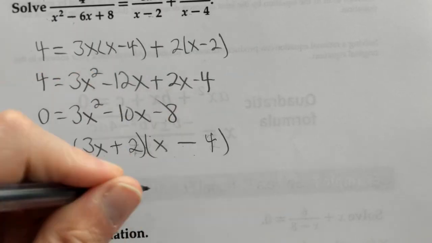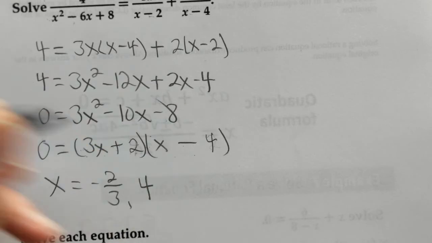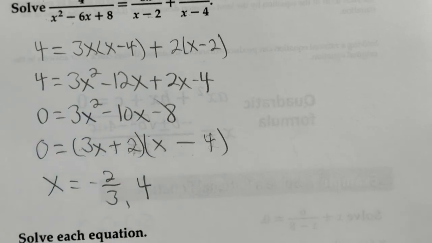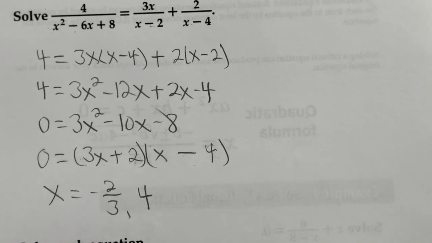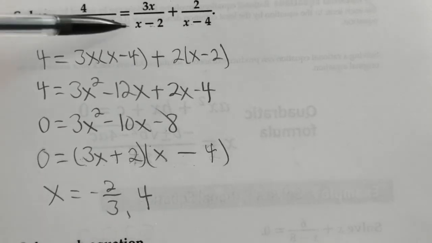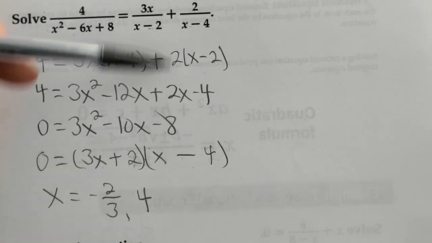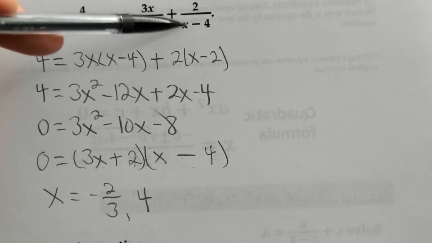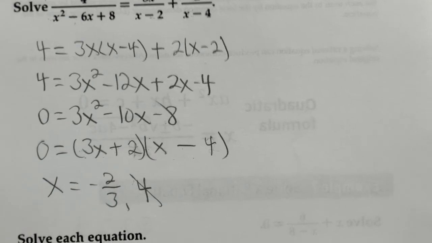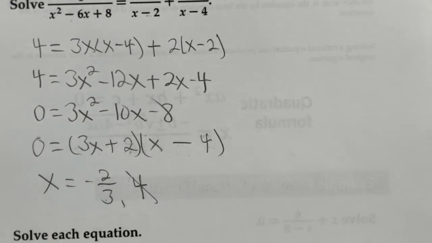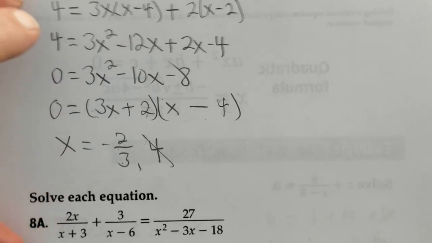Or the other case would be that x is equal to 4. All right, now one of these I need to throw out, and the way we tell which one it is, it's going to be the one that is forcing me to divide by 0, which is going to be my 4. 4 right there makes me divide by 0, so I'm going to throw that out. So the only valid answer to this equation is negative 2 over 3. All right, so there you go.